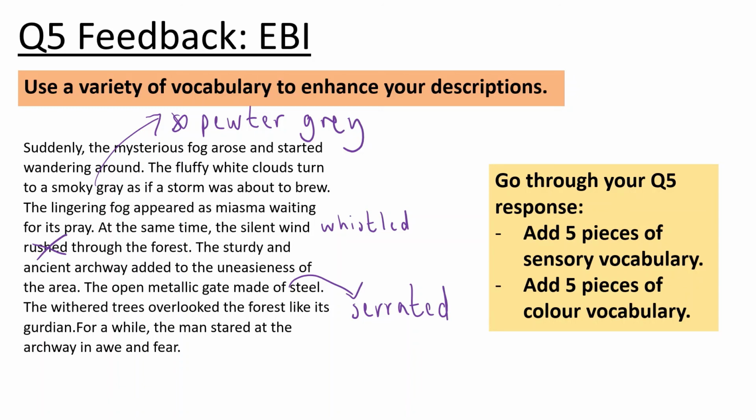Do you know what? I think that's all I would do for this one. So as you can see in this one paragraph, I've added 3. So now if I was this student, I would go through and add 7 more to the rest of my response. And now it is your turn to do that. Add 5 pieces of sensory, 5 pieces of colour throughout your question 5 in purple pen. Pause the video and do that now.